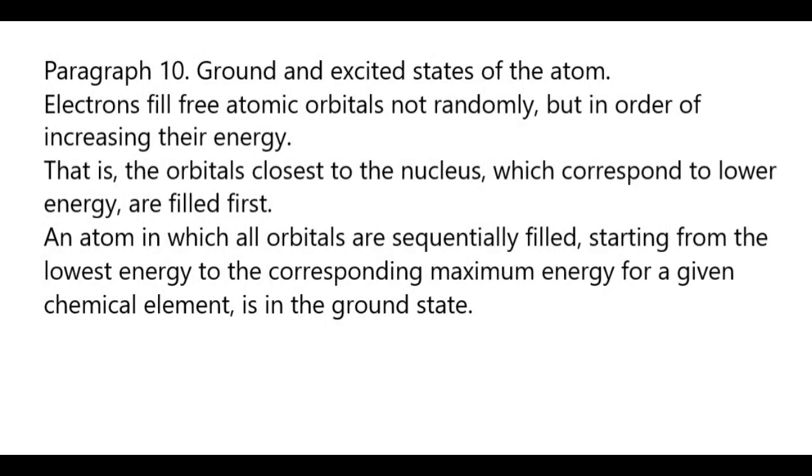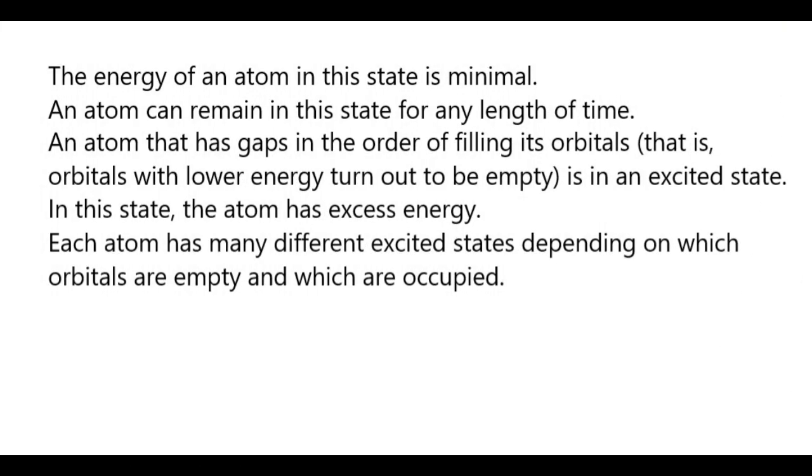Paragraph 10. Ground and excited states of the atom. Electrons fill free atomic orbitals not randomly, but in order of increasing their energy. That is, the orbitals closest to the nucleus, which correspond to lower energy, are filled first. An atom in which all orbitals are sequentially filled, starting from the lowest energy to their corresponding maximum energy for a given chemical element, is in the ground state. The energy of an atom in this state is minimal. An atom can remain in this state for any length of time.